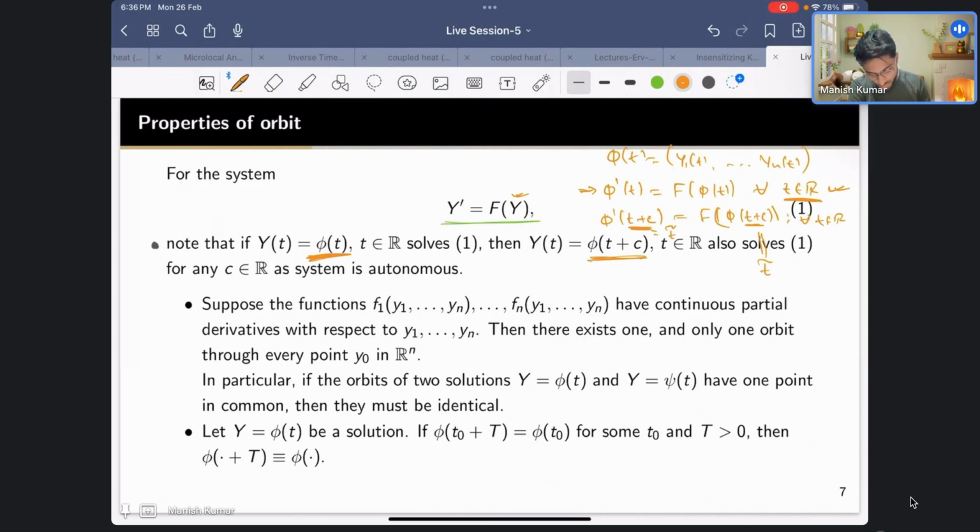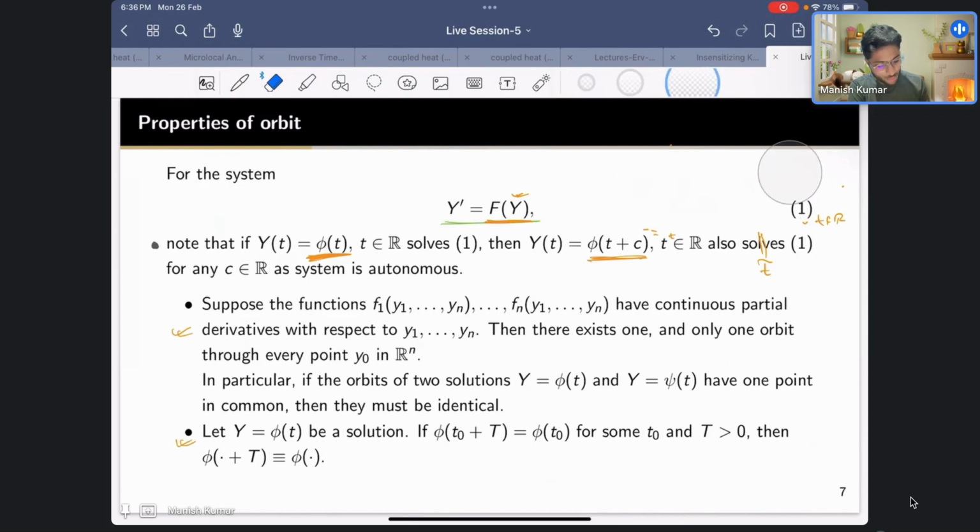This would be required in the proof of one of these properties. So this is a property we have: if phi t is a solution, then phi of t plus c is also a solution if the system is autonomous. That is important, that f is not depending on t. This is the main reason for getting such a property.